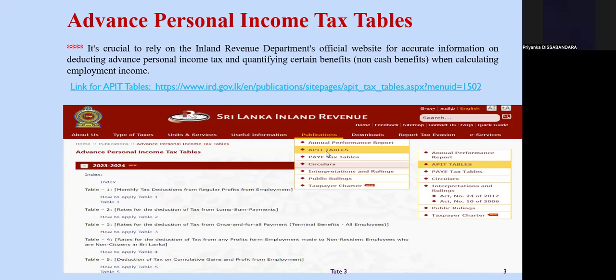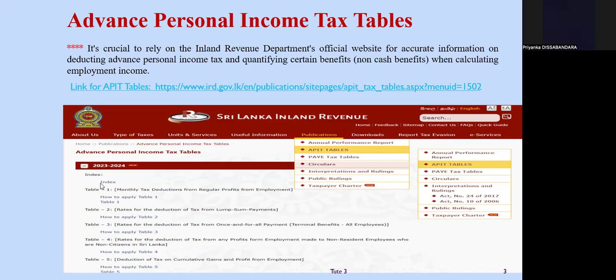If you are an employer, if you are engaged in calculation of APIT of the employees of your organization, you should use these APIT tables. It is very easy for you to calculate the applicable APIT for each and every employee in your organization using this APIT table. You can find these tables from the publications category under the Inland Revenue website.